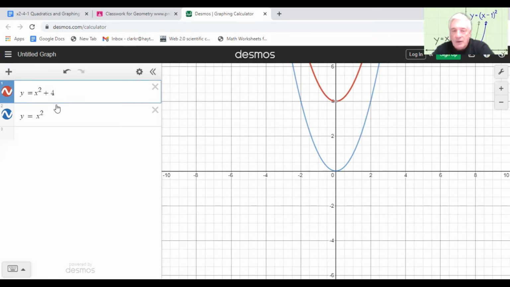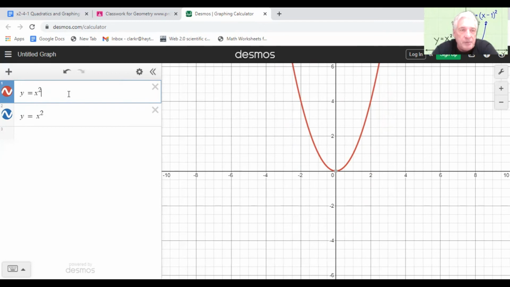Now, what happens if I make something in front of the x? How would you make the parabola wider? Do you want me to put a fraction in front of the x or a whole number in front of the x?